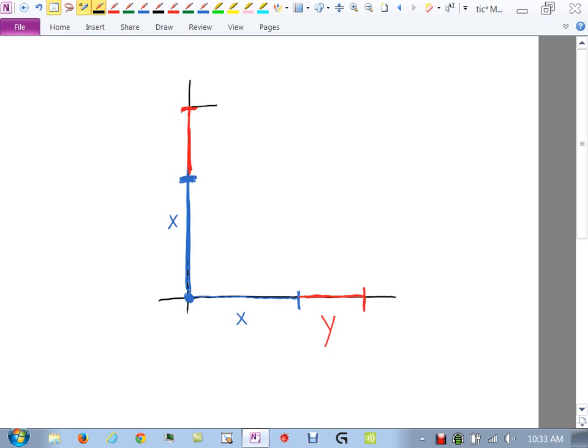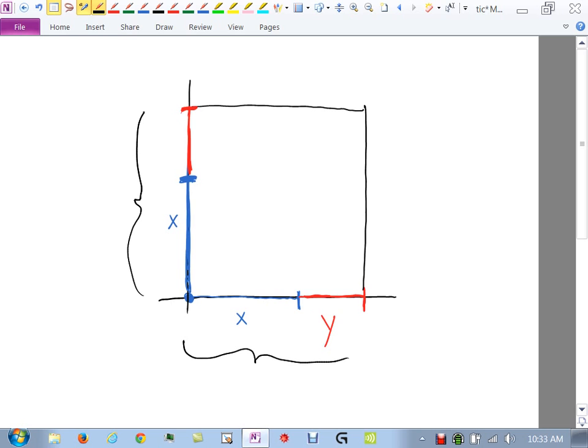Now I'm going to create a square out of that. Tell me what the total length of this side is. Let's say x was 3 and this was 2. What would be the total length? It would be 5, right? If that was 4 and that was 1, that would be 5. So we're just adding them together. The total length of that side is x plus y. Do you agree? Okay, so that's x plus y.